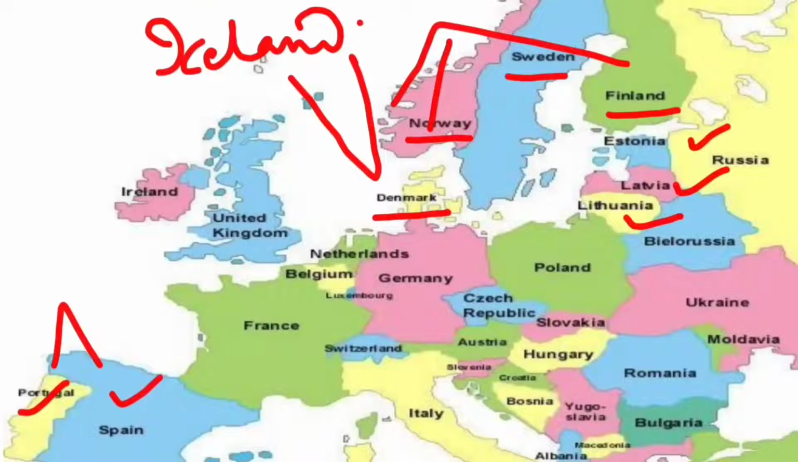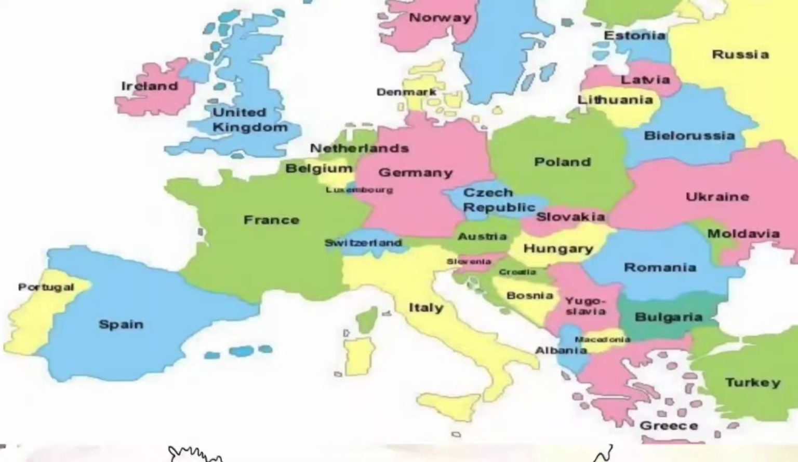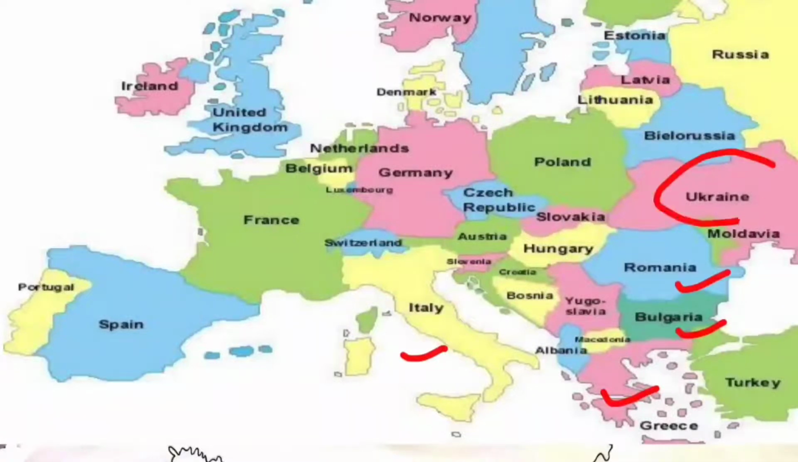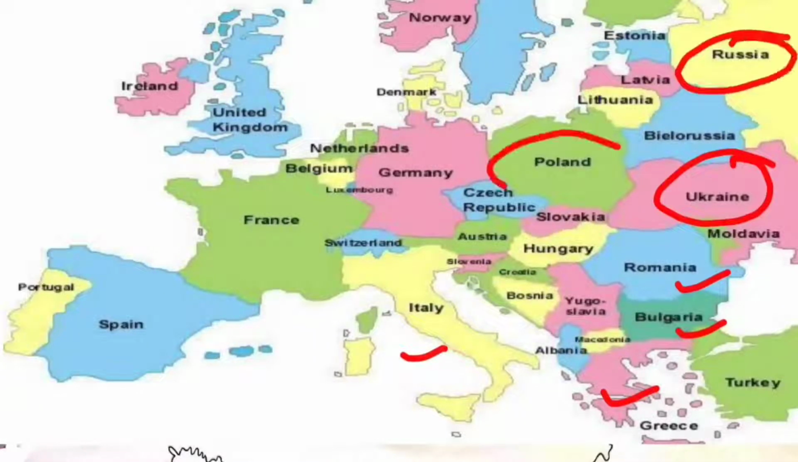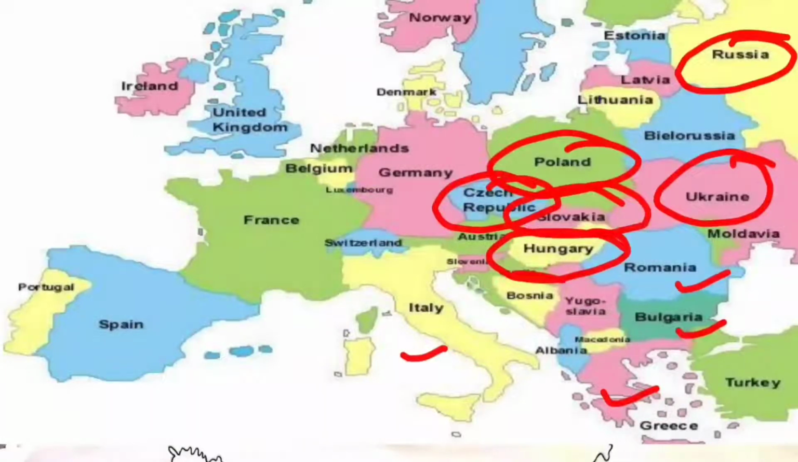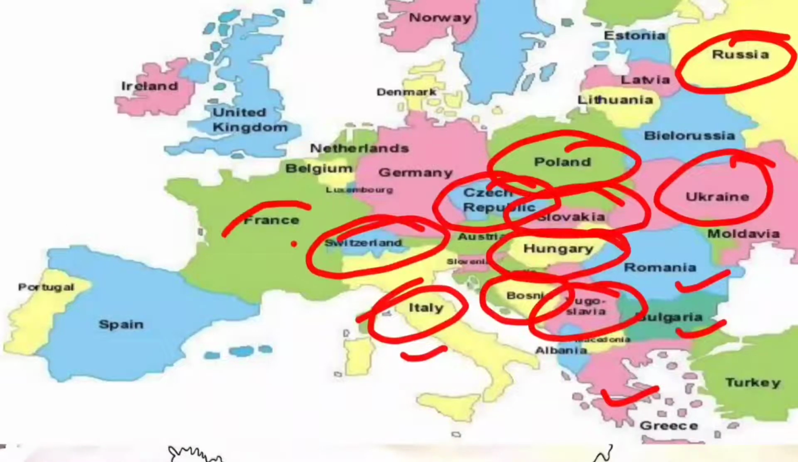I hope this is clear, and if you want to remember the other countries as well, this is UK, this is Ireland, this is France, Germany, this is Netherlands, Belgium, and it's Italy, Greece, Bulgaria, Romania, Ukraine, Russia, Poland, Czech Republic, Hungary, Slovakia, Bosnia, Yugoslavia, Italy, Switzerland, France, Germany and all.